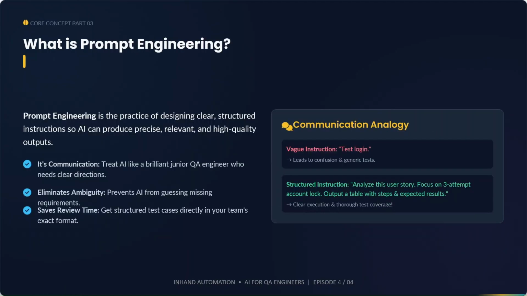So let's understand in simple terms what prompt engineering is. Prompt engineering is the practice of designing clear and structured instructions for an AI system so that the AI system can produce a more meaningful, more useful, more precise, more relevant response. But I don't want you guys to think of prompt engineering as some magical syntax. Think of it like communication.